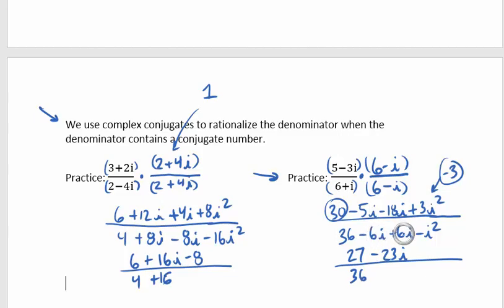Negative 6i and positive 6i drop out. And then I have negative i squared. Well, remember, i squared is negative 1. So if we take the opposite of negative 1, that's actually plus 1 there. In the numerator, that's simplified: 27 minus 23i. And in the denominator, I'll have 37. I could look for a common factor here, but there aren't any. 23 is already a prime number, so 37 is also a prime number. So we're not going to be able to factor or simplify this one down. So that's our final simplified form of rationalizing this denominator.